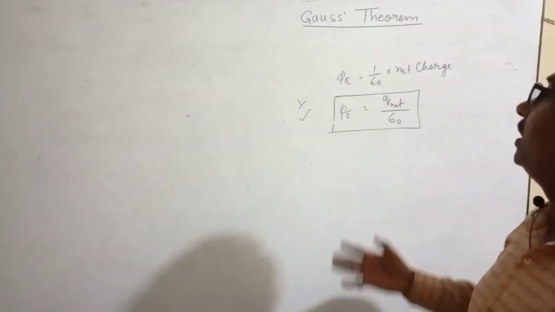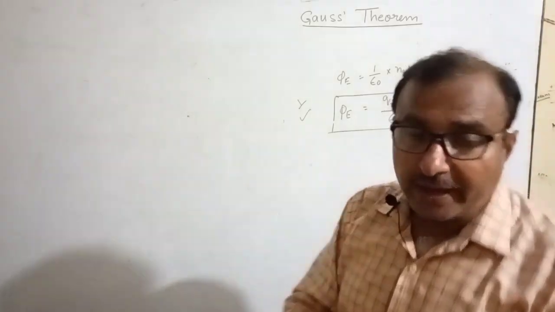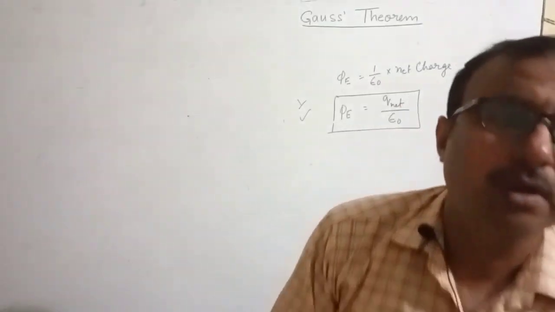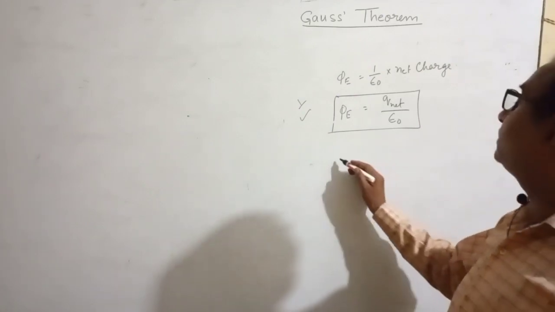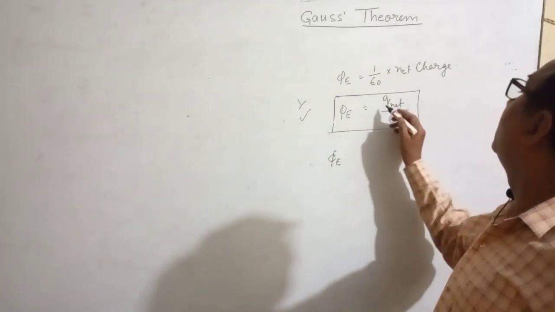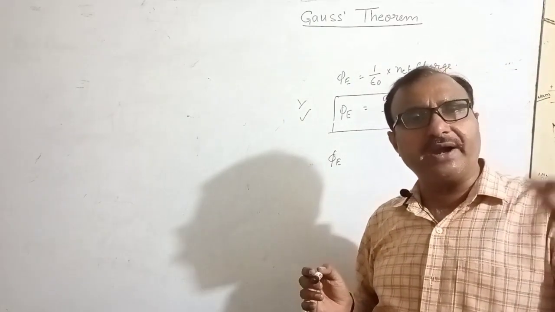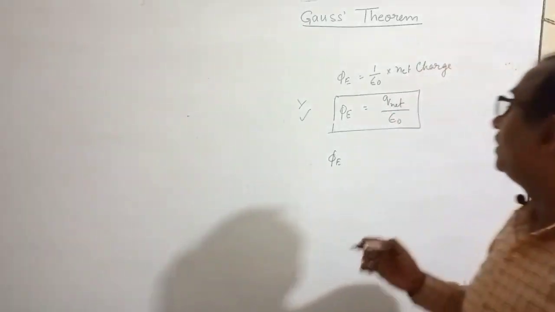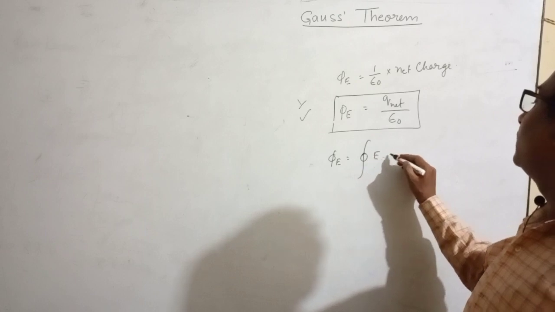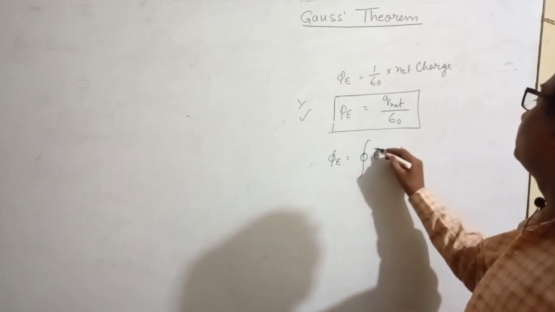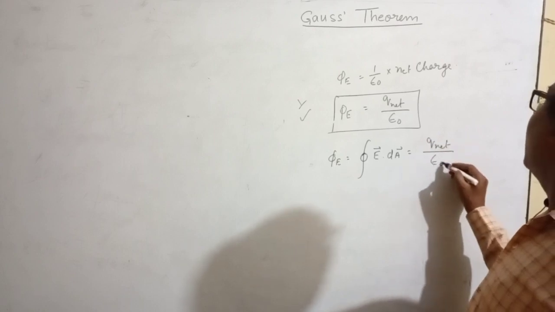Otherwise, very first I told, electric flux through any closed surface is 1 upon epsilon times the net charge or total charge. Either you use the word net charge or total charge, net charge enclosed by the surface. This can be written like this: closed integral of E dot dA equals Q net upon epsilon.